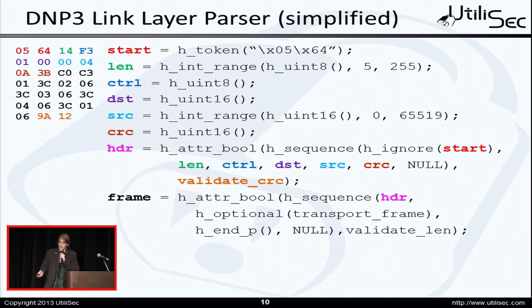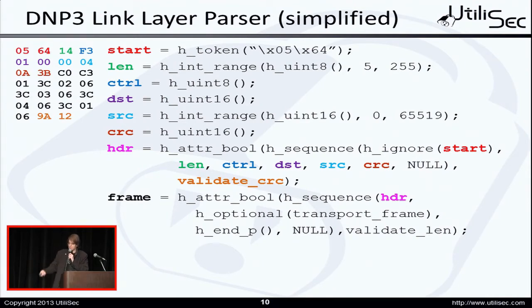So you see that there's a sequence that ignores the start. What do we mean by that? Well, we're not actually going to use those two sync bytes for anything when we process this packet. So the ignore combinator says, you don't have to actually bother putting that in the output abstract syntax tree. Just make sure that it's actually there to start with.